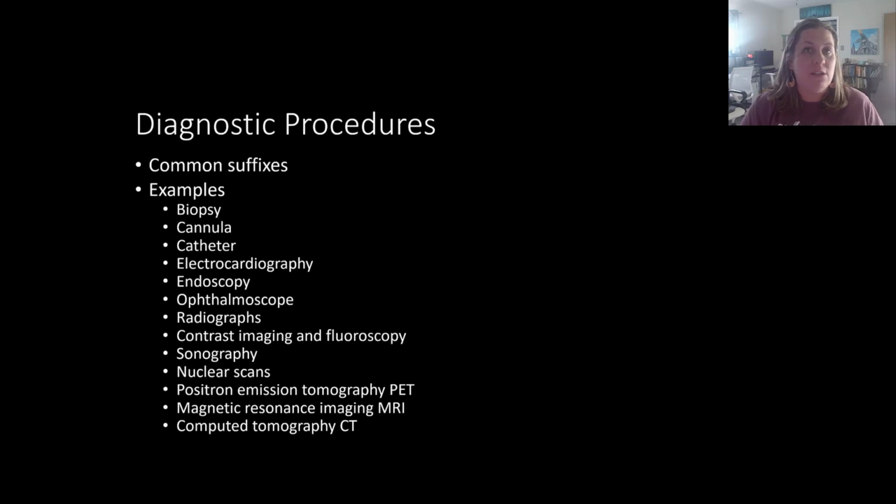Now, the radiology stuff is going to start there with the radiographs. We can use contrast imaging and fluorescence. Sonography, nuclear scans. We can use positron emission tomography, which we call a PET scan. They can do magnetic resonance imaging, which is an MRI, or computed tomography, which is a CT. So you're going to notice abbreviations also come into play here, but you could break down the words to see what they are doing. They are going to be taking types of pictures, giving you a record of what is happening. All right, so these are just some examples of some diagnostic procedures.